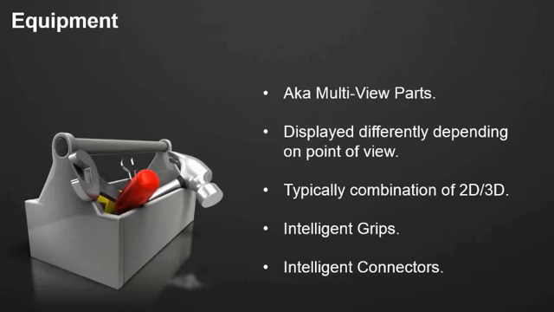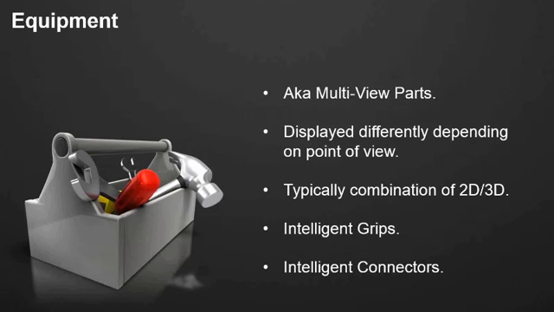So what is the equipment in AutoCAD MEP? Well, AutoCAD MEP actually calls your equipment a multi-view part. And the reason why it's called a multi-view part is all in the name. Basically, it can be displayed differently depending on your point of view. So that means you can have a 2D or 3D representation of the part basically in one object. So you can have it display one way in 2D and another way in 3D.